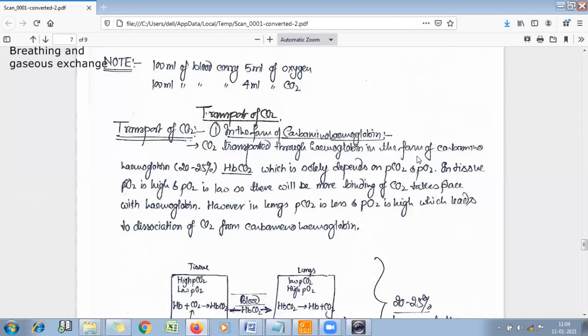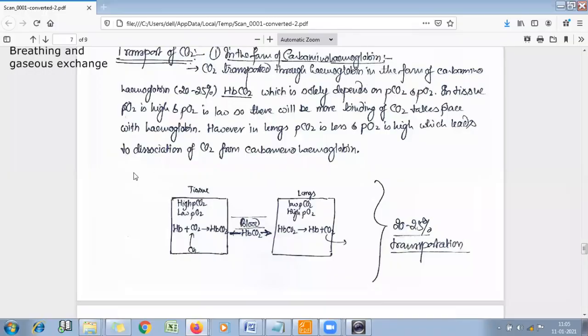In tissues, the partial pressure of carbon dioxide is higher and the partial pressure of oxygen is low. So there will be more binding of carbon dioxide with hemoglobin. But on the other hand, in lungs, the partial pressure of carbon dioxide is less as compared to the partial pressure of oxygen. So it leads to dissociation of carbon dioxide from carbaminohemoglobin. By this schematic representation, we can understand the whole story.